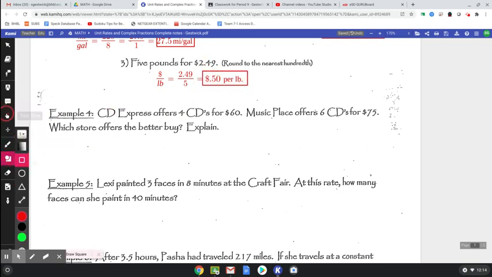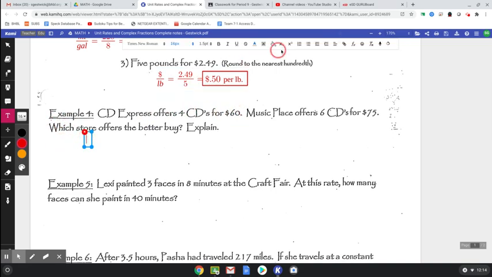Okay. Example 4. CD Express offers 4 CDs for $60. Music Place offers 6 CDs for $75. Which store offers the better buy? Explain. Okay, so you really want to figure out how much it costs per CD. So let's set this up here. How much does it cost per CD?